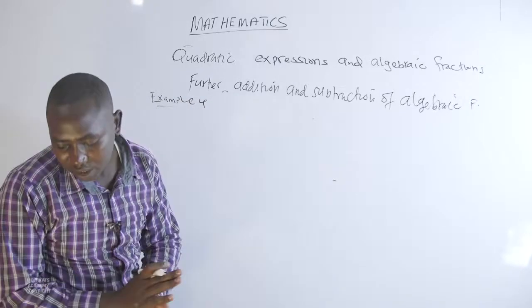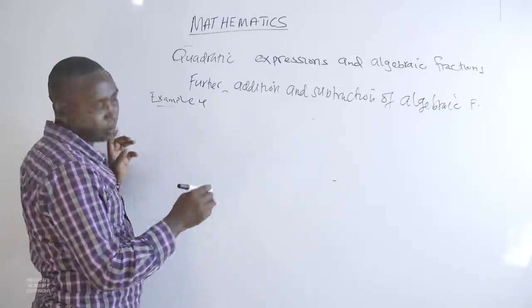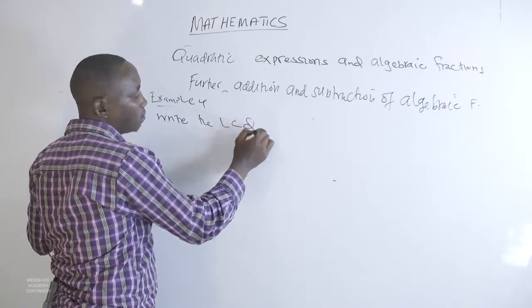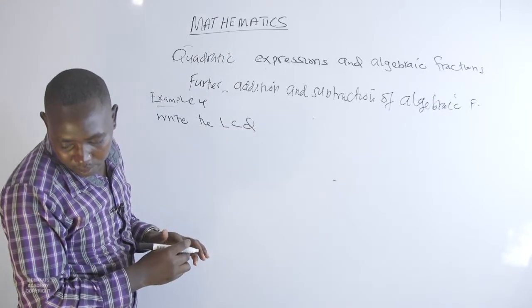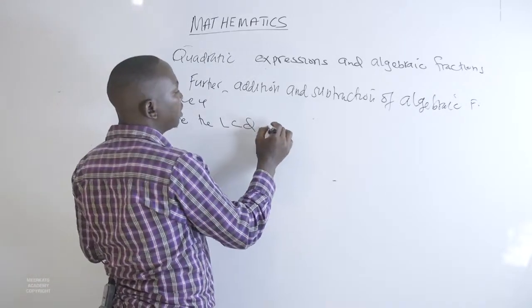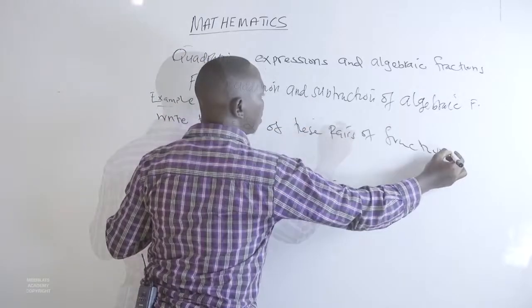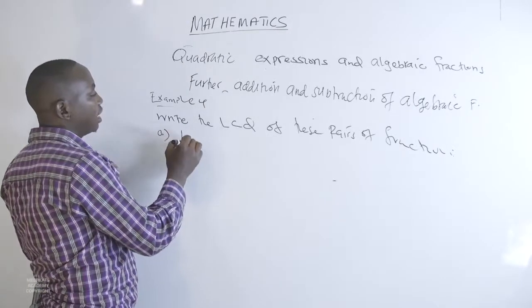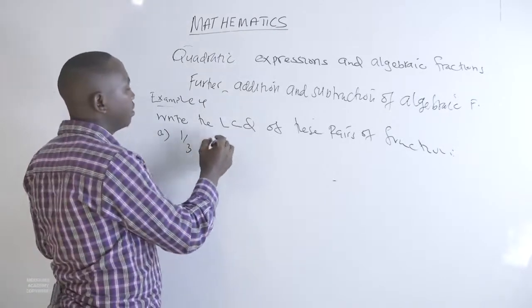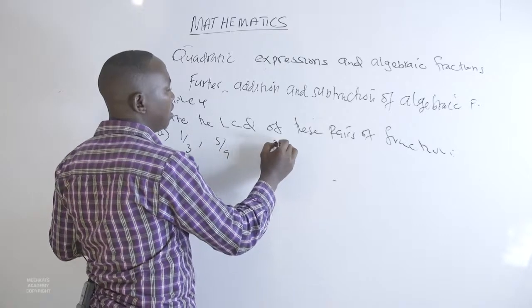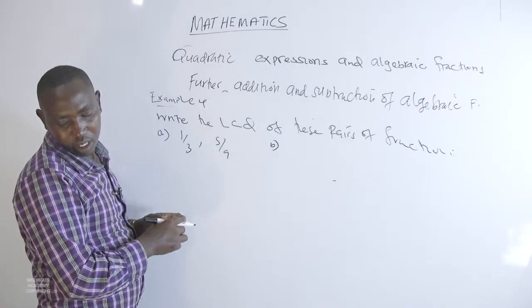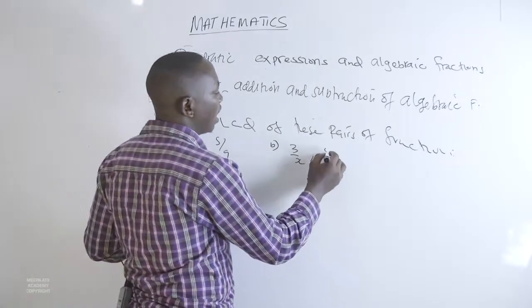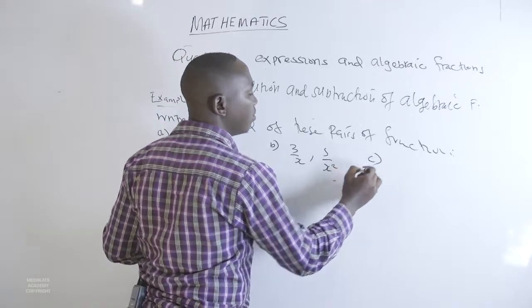We are told to write the LCD of these pairs of fractions. It's also important to recall how we can find the LCDs. That's a third and 5/9. Number B, 3 over x and 5 over x squared.